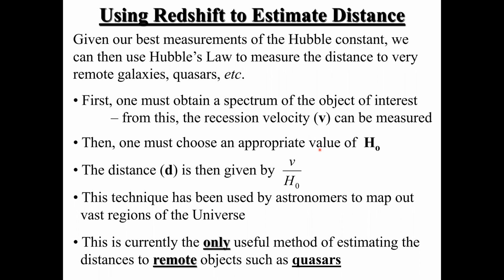And now you have another new method to find distances to different objects, right? This is using Hubble's law. This technique has been used by astronomers to map out vast regions of the universe, and it is currently the only useful method for estimating the distance to remote objects such as quasars. Quasars are a type of active galaxy, which we didn't talk about. Just Google it and you will find the definitions of quasars, which are very distant and have very high redshift, which means they are far away from us.